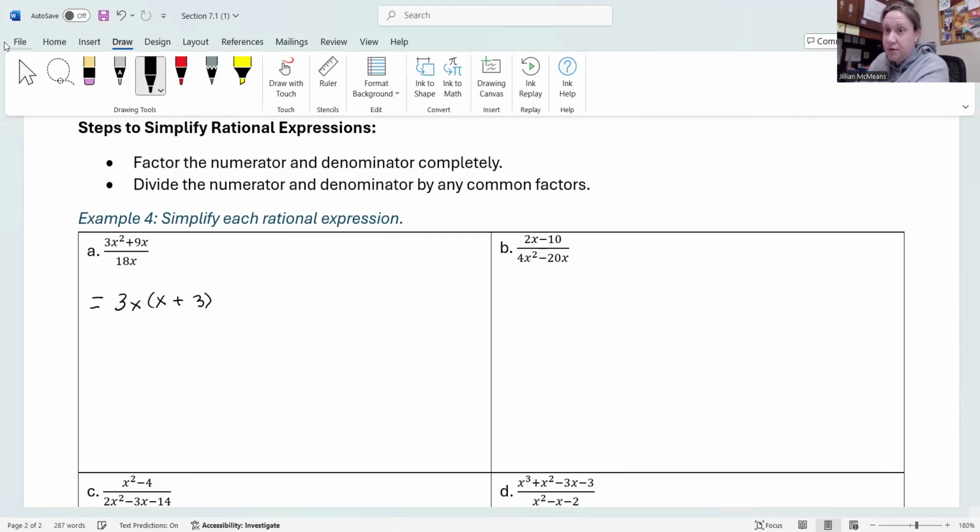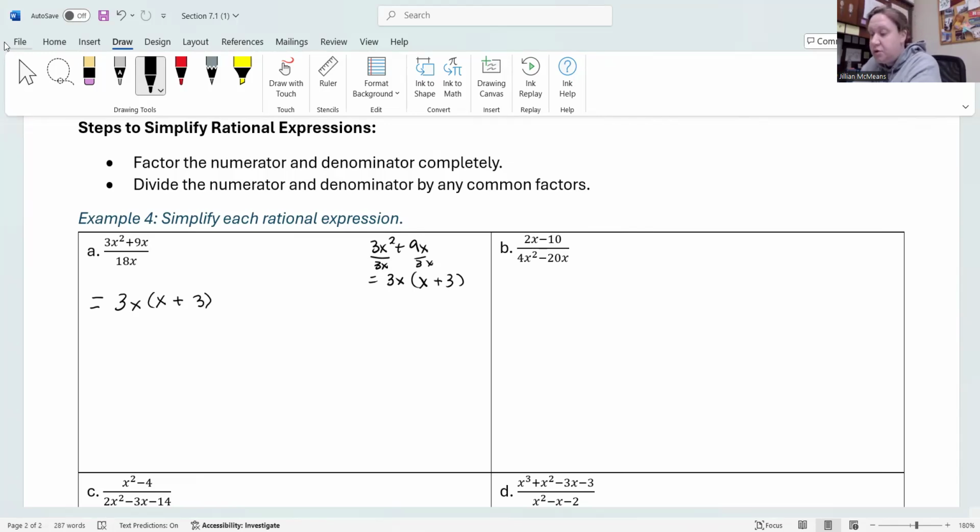Now, if you need to do the factoring with side work showing your steps, that's fine. Just move over to the side. 3x squared plus 9x. We want to rewrite that as a product where 3x is the GCF, and then show your division. Well, 3 divided by 3 is 1. X squared divided by x is x. 9 divided by 3 is 3. X divided by x is 1. We get 3x times x plus 3.